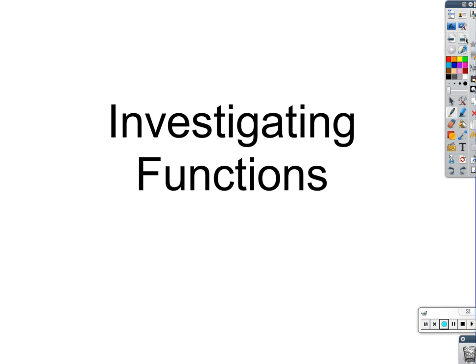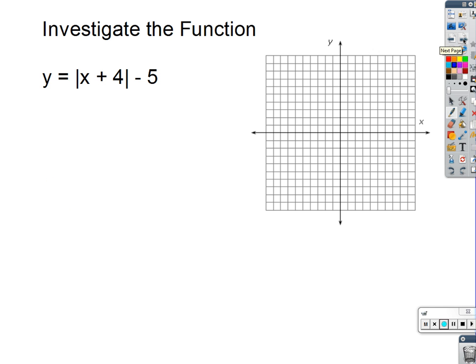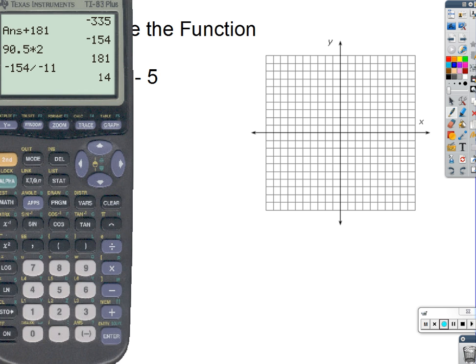Last, investigating functions. Investigate the function, let's see here, absolute value of x plus 4 minus 5. Now you can use the graphing calculator for this to get your table and such, and your intercepts and everything if you want to, or you could do it by hand. The tricky part about doing it by hand is that an absolute value graph is a V shape, so we got to make sure we get enough values on both sides of the vertex. Okay, so sometimes it's easier just to resort to the calculator here.